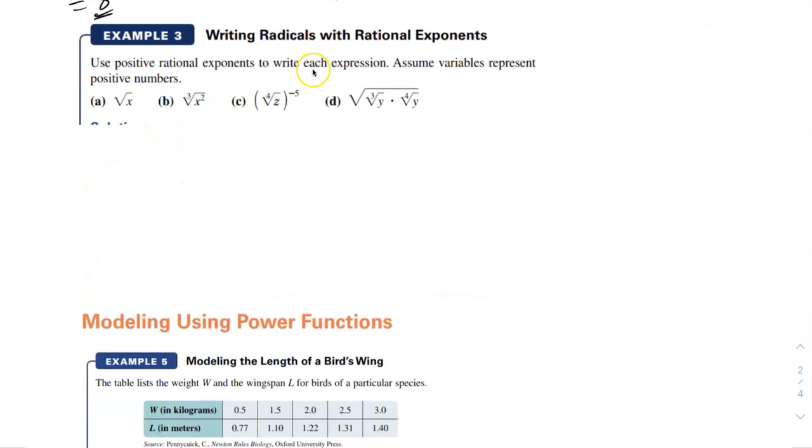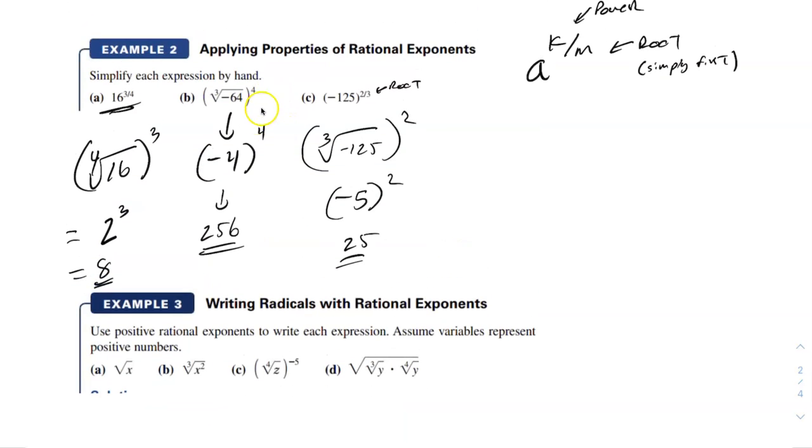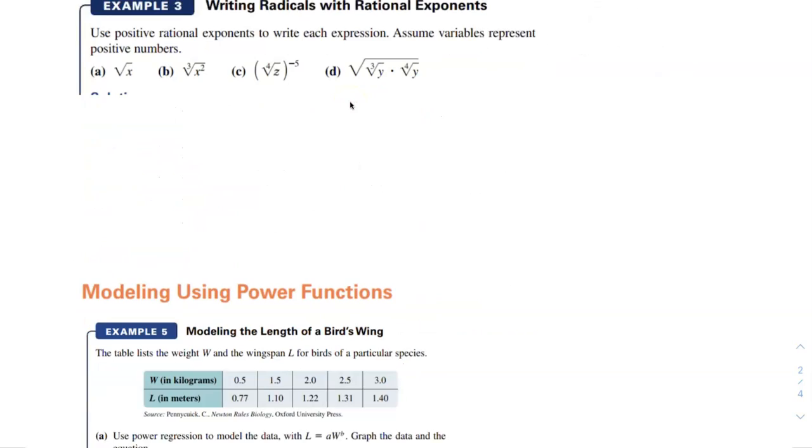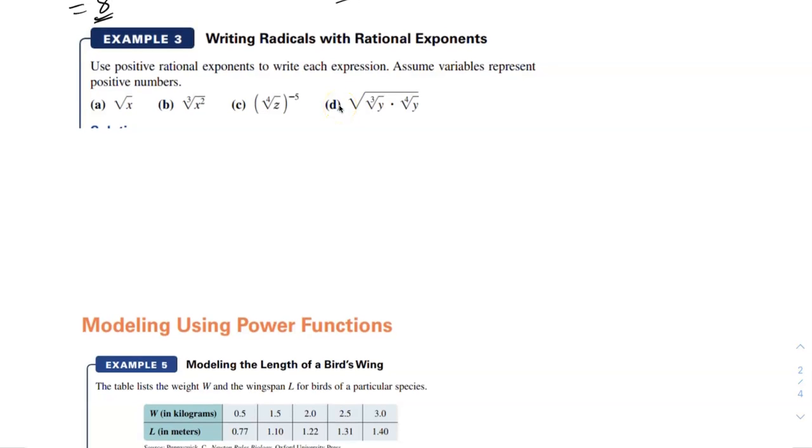Writing radicals with rational exponents. So we just want to rewrite these as rational exponents. So we want to write it more like this, and not like this. This is writing as a radical, just writing a rational exponent. The same rule applies. Like I wrote this earlier, k over m. This is the root, and this is the power.